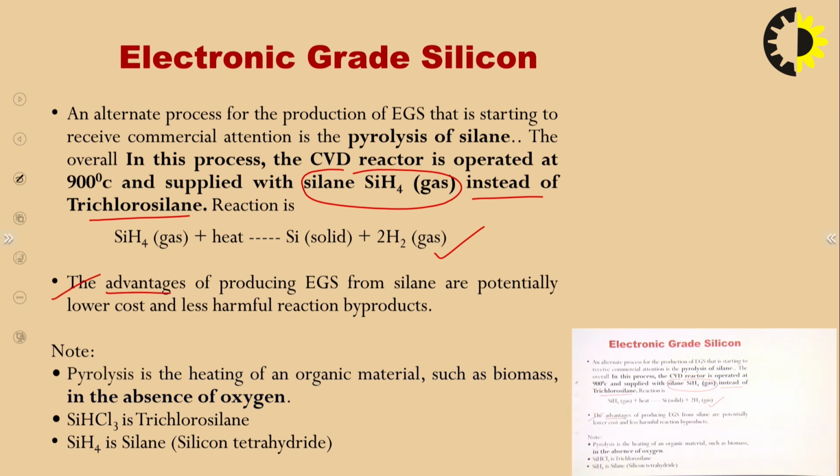Here the process that we use to get the electronic grade silicon from the silane gas is known as pyrolysis of silane. What is pyrolysis? Pyrolysis is the heating of any material in the absence of oxygen.